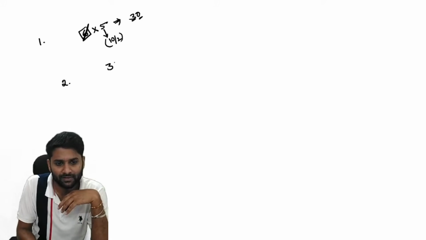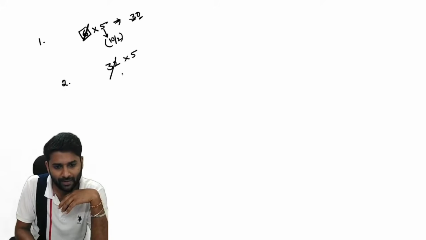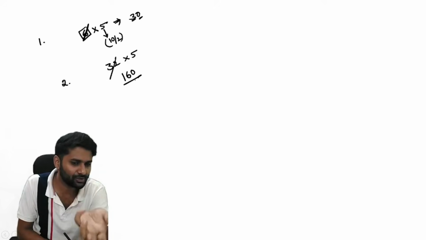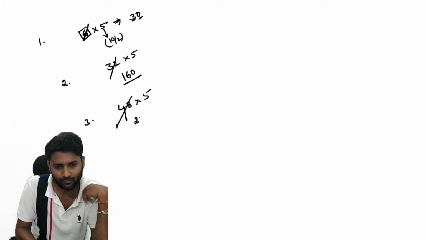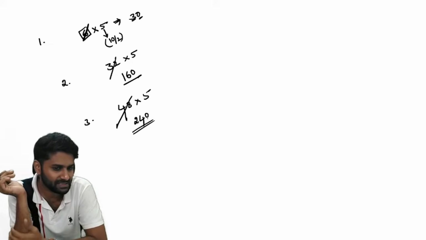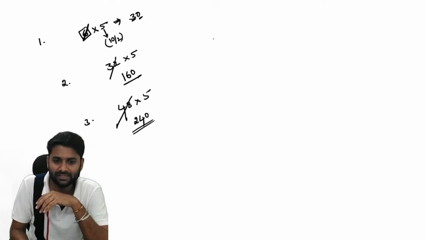Don't worry. If 32 is multiplied with a 5, I told you, make it half. Half is 16, multiplied with 10, then it becomes 160. It means multiply by 10 is 160. If 48 is multiplied with a 5, I told you make it half. 24 into 10, then the resultant is 240. Is it clear? Same way, let's go for the second one.